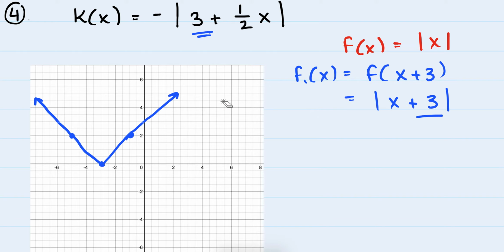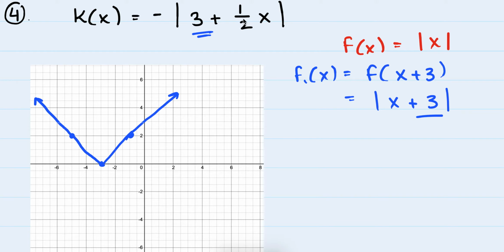Give me just a second to plug my computer in. It's on low battery. Okay, so what's the next step?